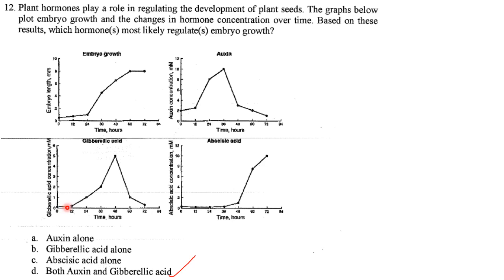That is, it is produced in lower concentration at lower temperatures, but as temperature increases, that is beyond 20 degrees Celsius it keeps on increasing. Whereas abscisic acid, if you see, there is no increase in abscisic acid even at 30 degrees Celsius. Only after 30 degrees Celsius the graph has peaked. So they have asked, based on these results, which hormone most likely regulates embryo growth. So it is both auxin and gibberellic acid, whereas abscisic acid doesn't regulate embryo growth. So the answer here is option D.